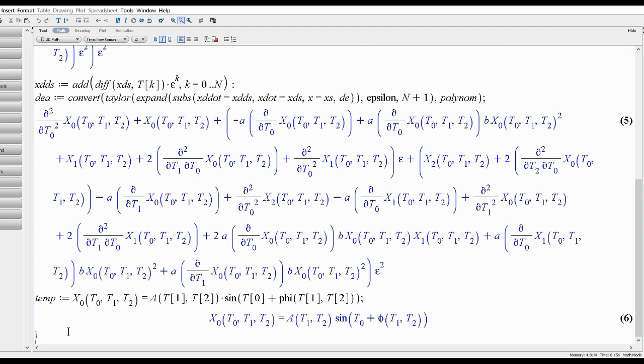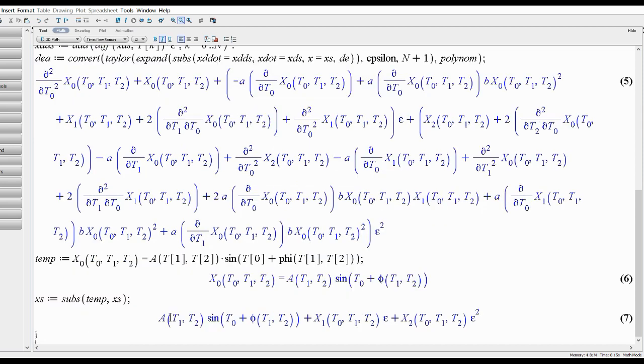Okay, so then I will say, let's see now, XS is equal to, substitute temp in XS. So I've just inserted it here so that I'll remember later this is what I need. But also I will come here and say dEA is equal to expand, substitute temp in dEA, but after I do that I want to correct for epsilon.